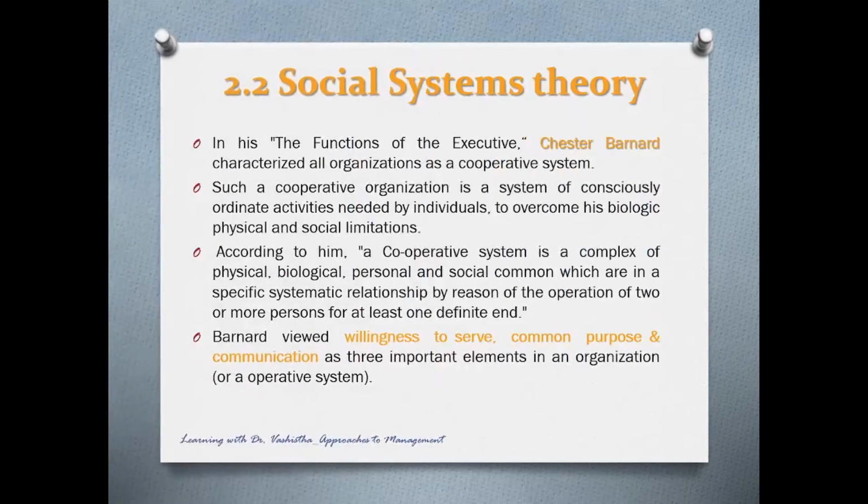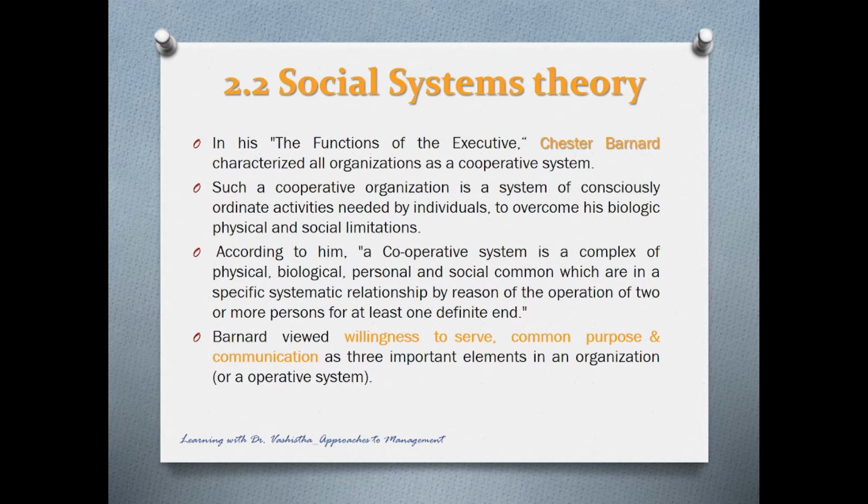Now the next is the social system theory or approach. The main name associated here is Mr. Chester Barnard, and in his work, The Functions of the Executive, he categorized all organizations as a cooperative system. Such a cooperative organization is a system of consciously coordinated activities needed by individuals to overcome their biological, physical, and social limitations. In this theory, he further extended the scope, where he also included the biological and the physical limitation part.